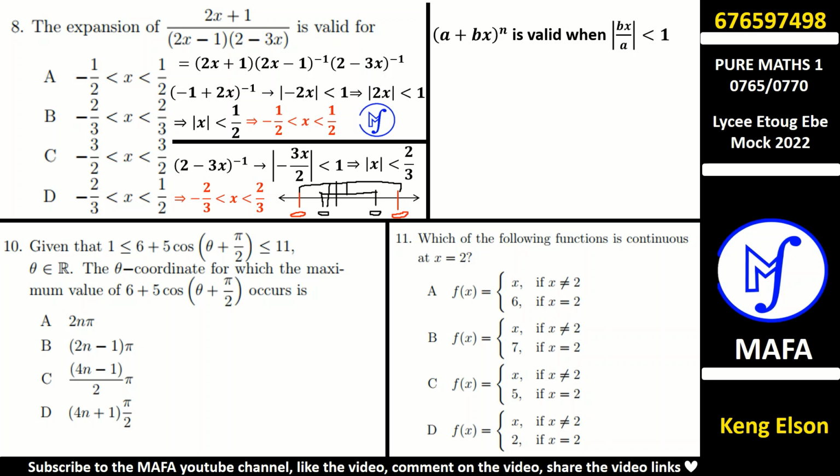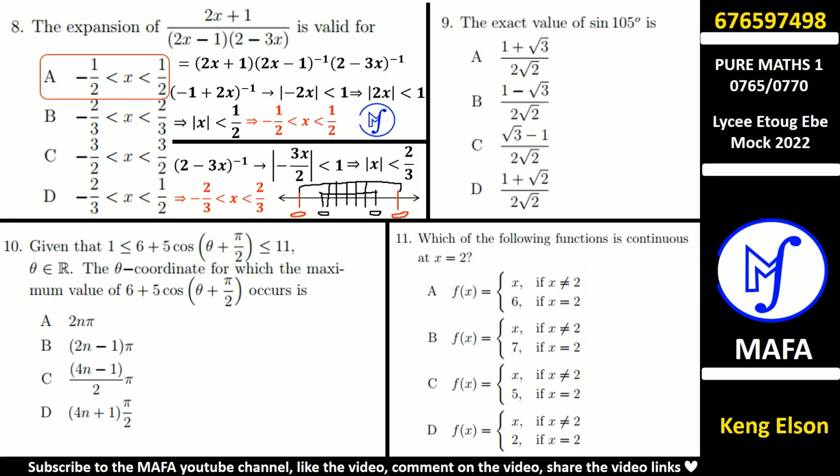You clearly see that from negative half to half, it is a subset of the interval from negative 2/3 to 2/3. So it means the intersection is from negative half to half. So option A is correct. Alright, let us move on to question 9.